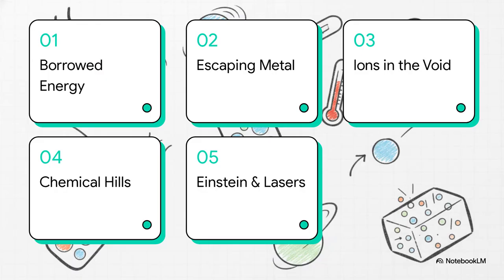Okay, so here's our game plan for The Explainer today. We're going to look at 1. The rule of borrowed energy. 2. Electrons escaping hot metal. 3. Ions in the cold void. 4. Climbing chemical energy hills. And finally, 5. Einstein, light, and lasers. Let's jump right into this structured path through the particle universe and find that unifying thread.